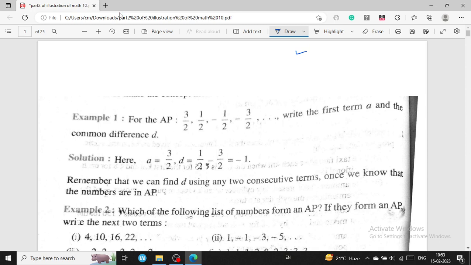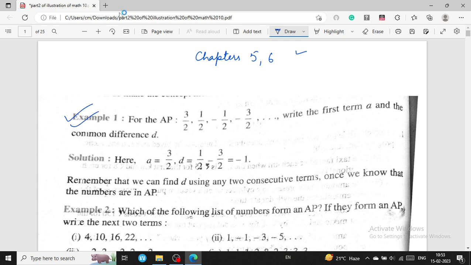In this video, I will continue illustrations of Math class 10 according to CBSE and PSEB exam 2023. And these illustrations are related to chapters 5 and 6.